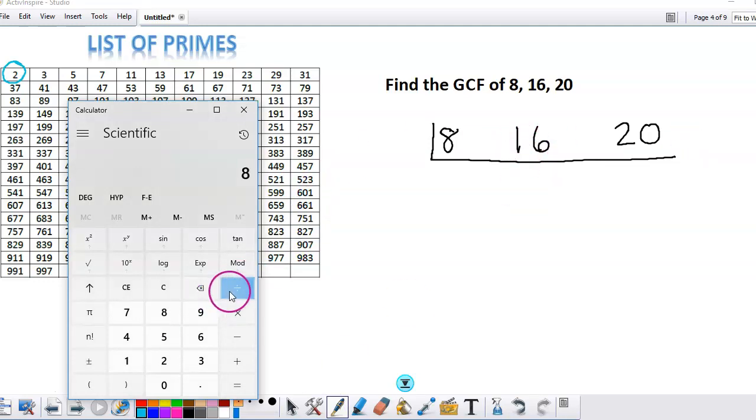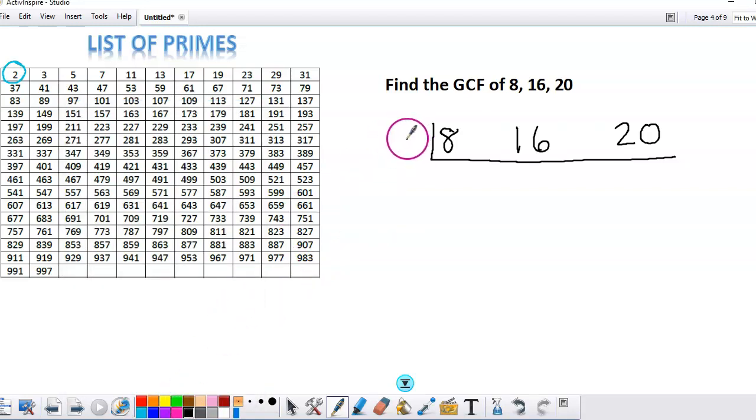So 8 divided by 2 gives me 4. Good so far. 16 divided by 2 gives me 8. And 20 divided by 2 gives me 10. So yes, 2 will work. It is common to all three numbers. I'm going to write it down and write those answers I got. 8 divided by 2 was 4. 16 divided by 2 was 8. 20 divided by 2 is 10.